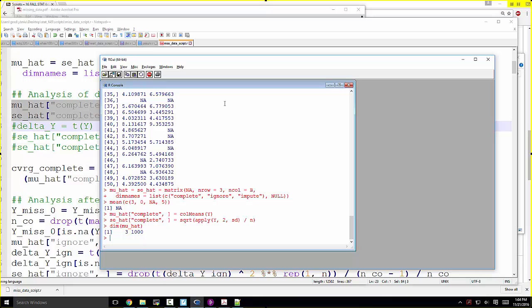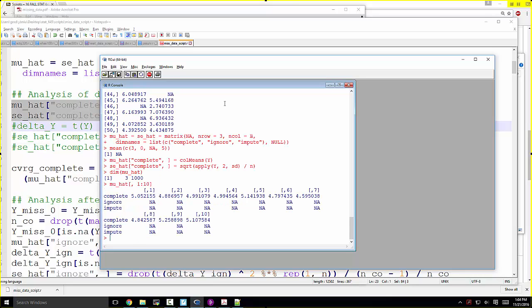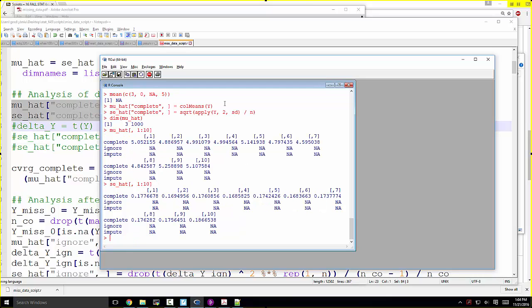Mu hat has 3 rows and 1,000 columns. We are computing sample means for each of the 1,000 simulations. Here's the first 10 columns of what we have currently. My complete data estimates of the mean are just Y bars, sample means. And similarly, we have complete data estimates of the standard error of the sample mean. There's the first 10 columns.